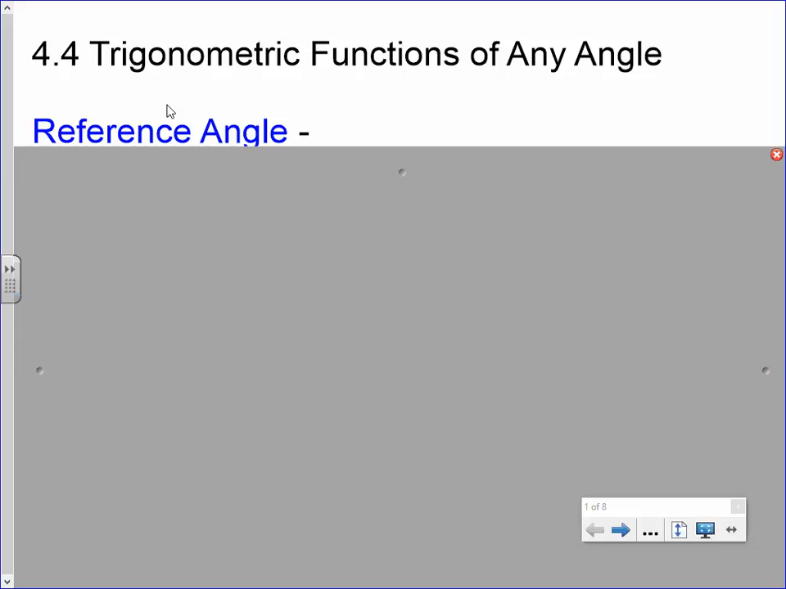Okay, I've used the term reference angle multiple times in the past couple days, but we haven't officially talked about it. So before I give you the formal definition, I'd like to give you a few moments to talk about what you think a reference angle is with the people that you sit by. Go.